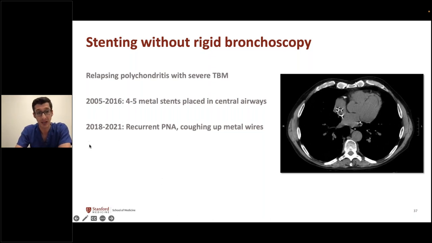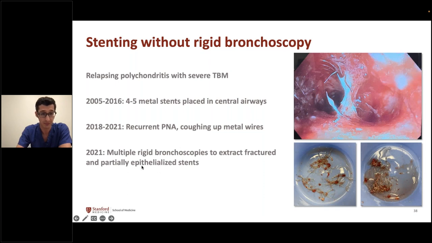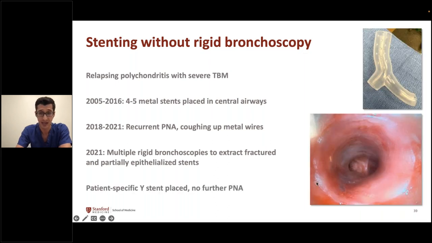And from 2018 to 2021, he began to develop recurrent episodes of pneumonia and was coughing up filaments of metal from these stents. So we took him for multiple rigid bronchoscopies in 2021 to try to extract these stents. And this is a view of his distal trachea with these side-by-side double barrel frayed metal stents that are only partially visible because the rest is embedded in airway wall and epithelialized. And these are the bird's nest tangles of stents that we were able to extract. And after extracting enough and clearing up the airway, we were able to order a custom stent for him and deploy that in the airway. Fortunately, he has now been free from pneumonia for nearly a year.